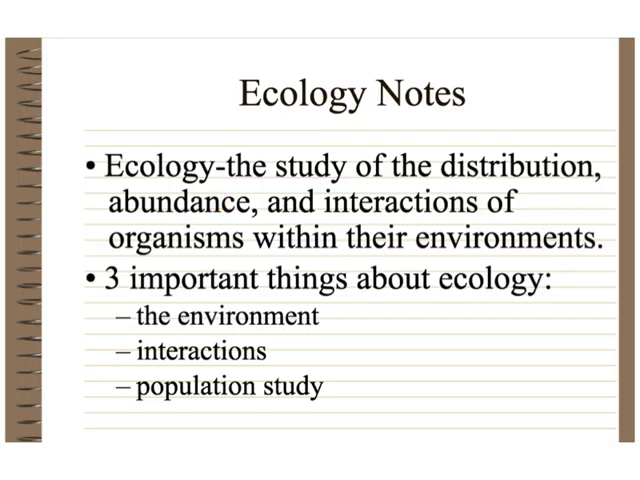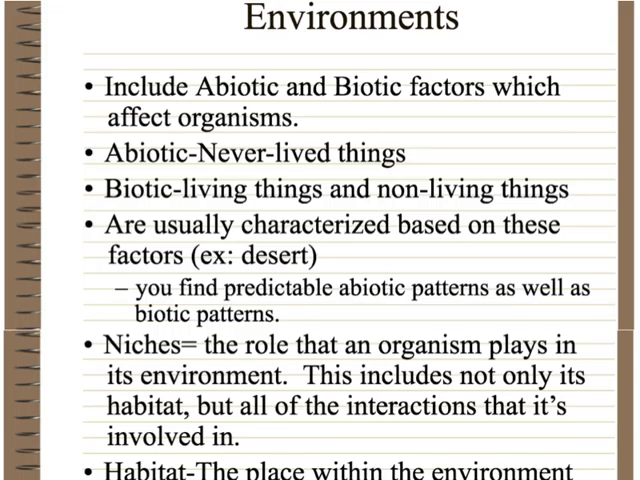The abundance, how many of them you're going to find. Okay, and distribution and abundance go with population study. Interactions is pretty self-explanatory, and then you've also got environments here, right? So there's three important pieces there. You've got population study, which is distribution and abundance, and then you've got interactions in the environments. And you're looking at the interactions between organisms, but also the interactions between organisms and their environments in ecology. So all of that is covered under ecology.